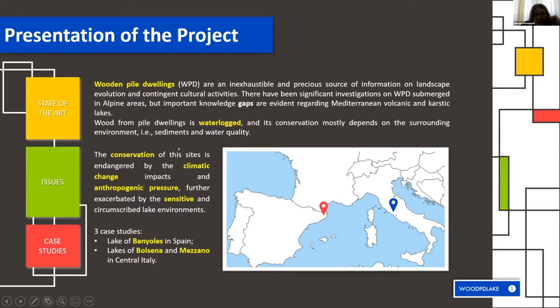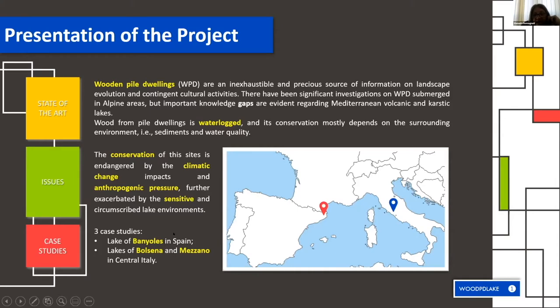In the specific situation of the lakes, some stressing elements for wood conservation and pile dwelling conservation are exacerbated because lakes are a small environment. And so the impact of climatic change and anthropogenic pressure, especially on the lakes that we selected for our research, are much more evident and exacerbated. So the objects are wooden pile dwellings and the surrounding environment, which affect conservation and also affect the method of restoration.